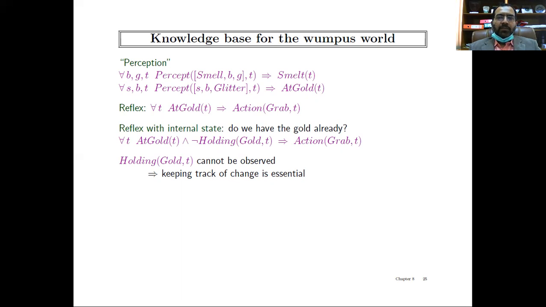So that is why it is represented as for all t, at gold t and not holding gold t implies action grab comma t. So holding gold comma t cannot be observed, which implies keeping track of change is also essential. In whatever knowledge base you are building, it is also very important to know the internal conditions, and you want to represent those internal conditions in terms of your statements, so that they can be clearly represented.